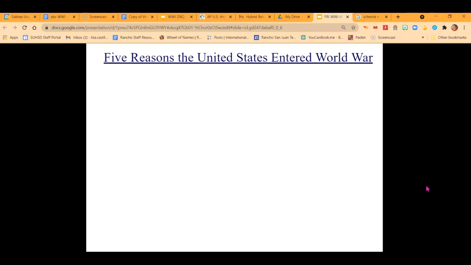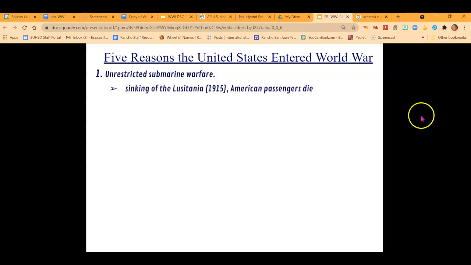All right, so we're just going to start with a quick overview of 5 reasons why the United States got involved in our First World War. First was unrestricted submarine warfare, which we will see again on a different slide. This is a different kind of lecture. We're going to do the ABCs of the war, so it's going to be kind of fun. So unrestricted submarine warfare, basically the sinking of the Lusitania, which was a passenger ship that held Americans on it, and the German submarines sank it.